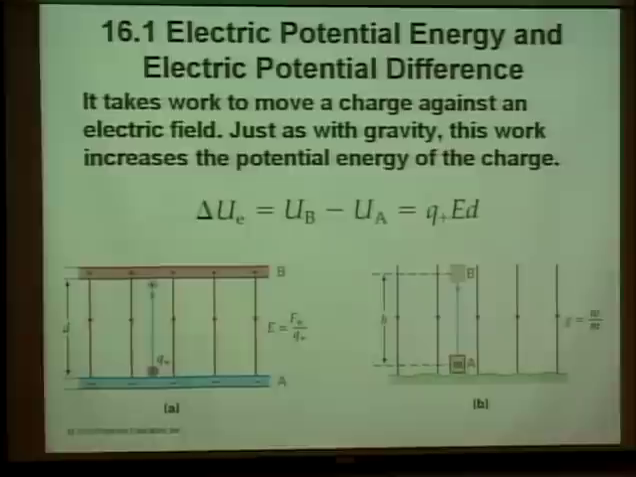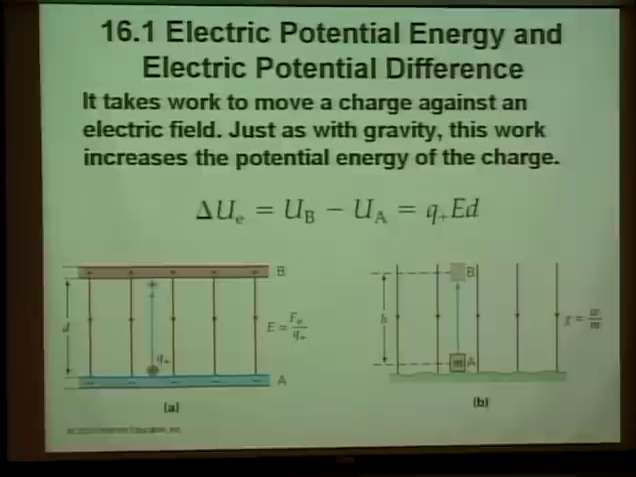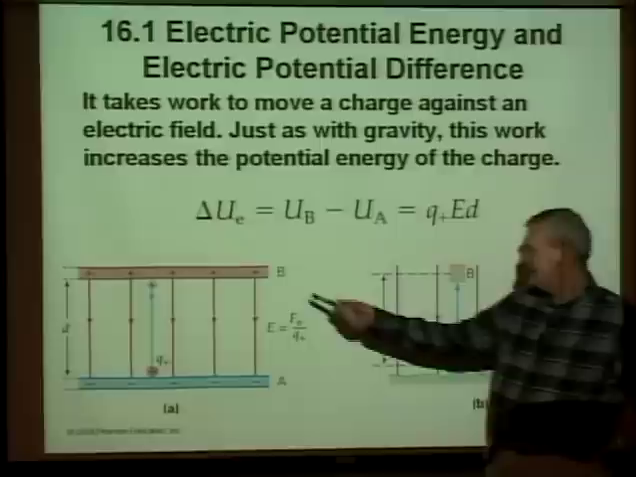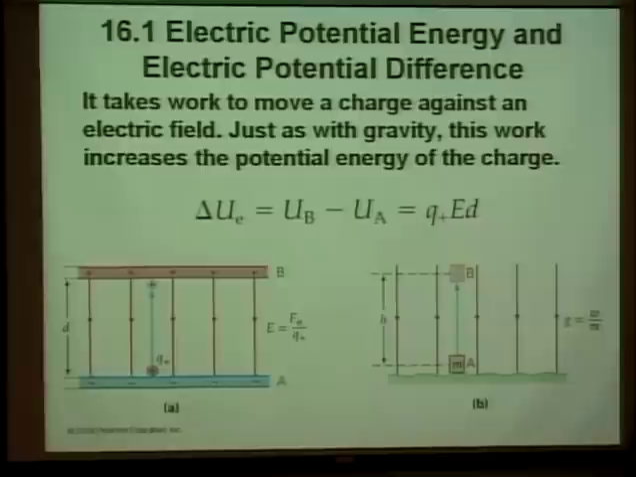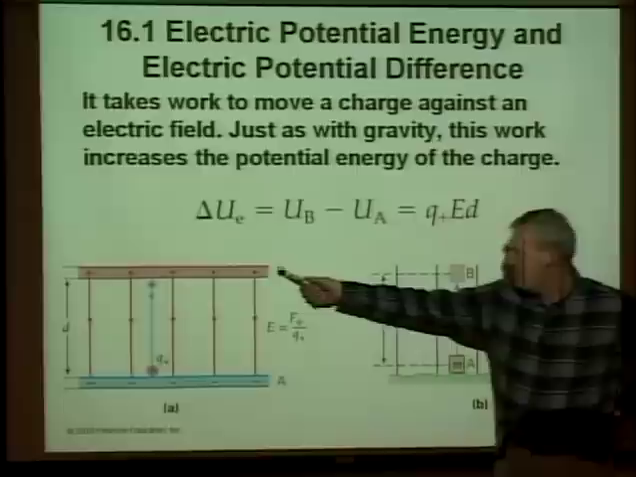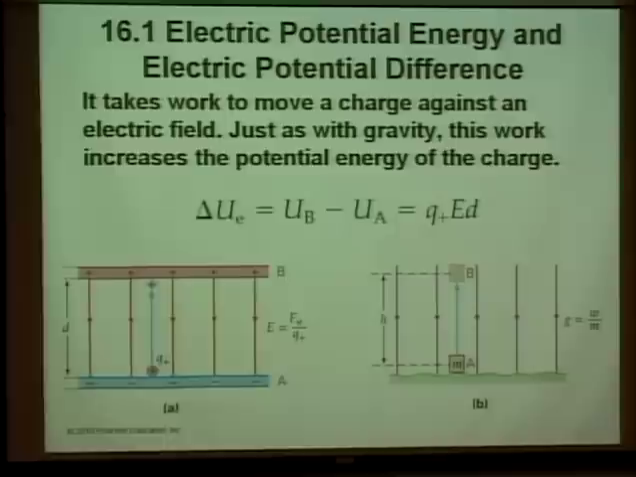So, I raise this thing's potential energy. Here's a further idea. Let's say that the voltage right here is 400 volts, and the voltage down here, this negative plate, is negative 200 volts. 400, negative 200. What's the potential difference? What's the voltage of this capacitor that I have here? What's the difference between them? 600 or 200?